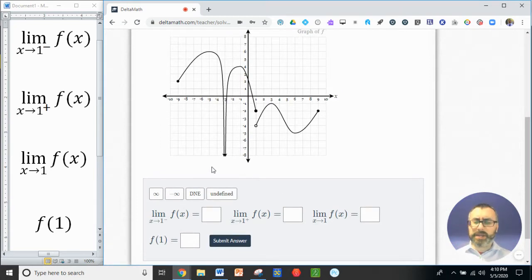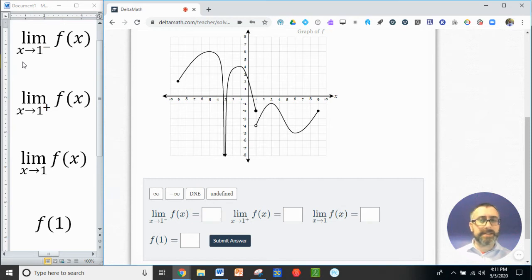I want to do a quick review of the terminology and notation that we use for limits. The limit of f of x as x approaches 1 from the left. The limit of f of x as x approaches 1 from the right. The limit of f of x as x approaches 1, that is, from both directions, and then just f of 1. Now, what do they all mean? Let's take a look on the graph.